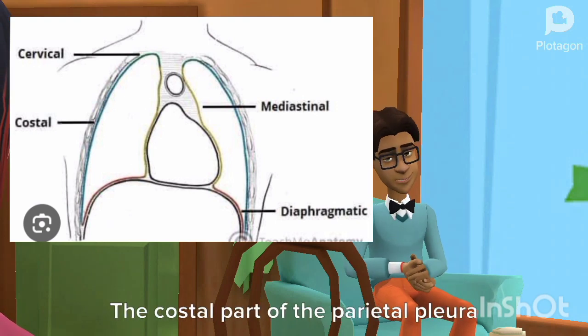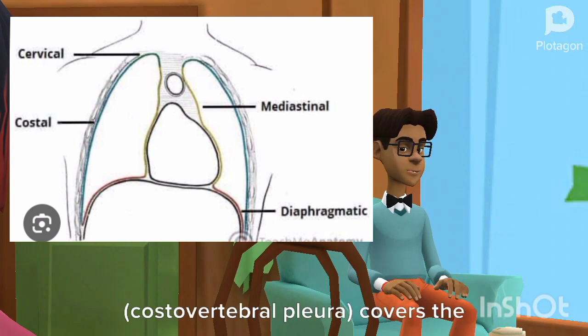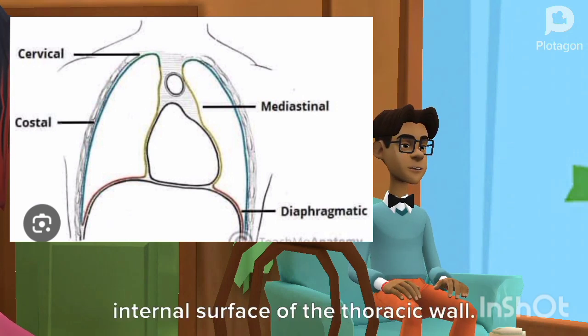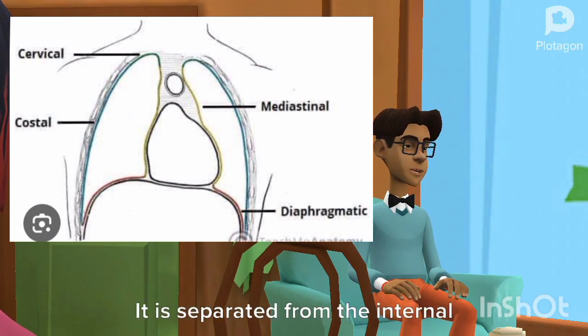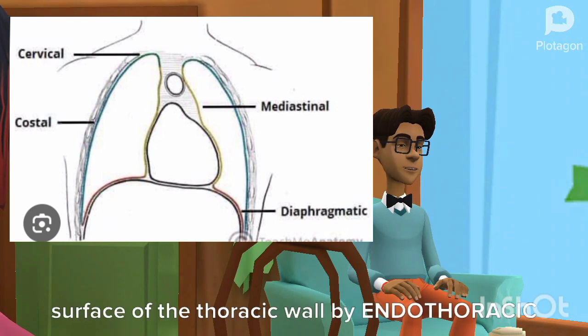The costal part of the parietal pleura, costovertebral pleura, covers the internal surface of the thoracic wall. It is separated from the internal surface of the thoracic wall by endothoracic fascia.